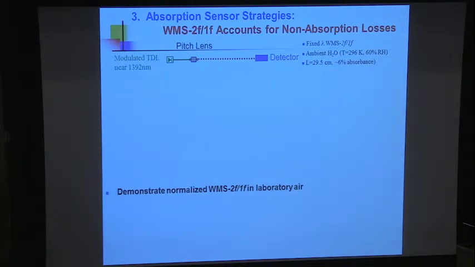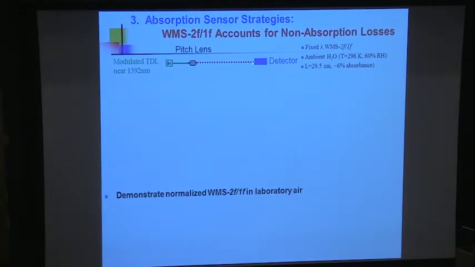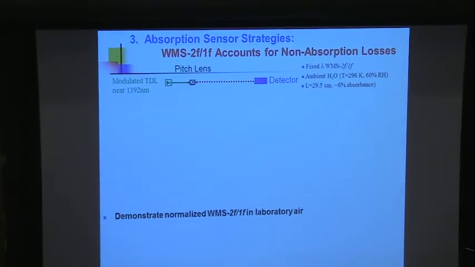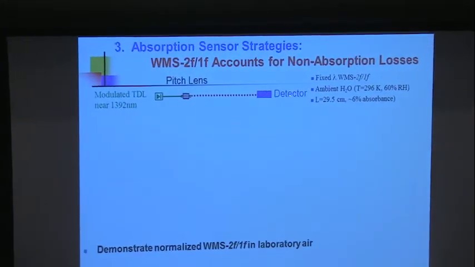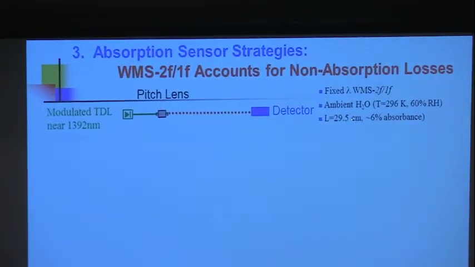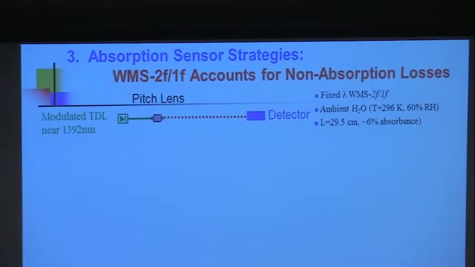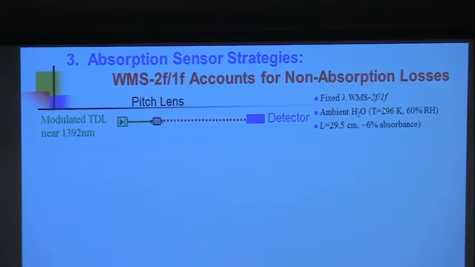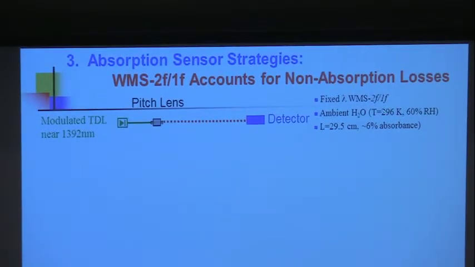This is an example of how well this works. So here's a case where we have a modulated TDL at 1392 nanometers. That's the place where water vapor absorbs strongly. So we pass this across some path in the room, pass this light from the laser onto our detector, about a foot, 38 centimeters. And there's about 6% absorbance due to water vapor in our room, 60% relative humidity, 296 K. We get about 6% absorption over a path length of 30 centimeters.